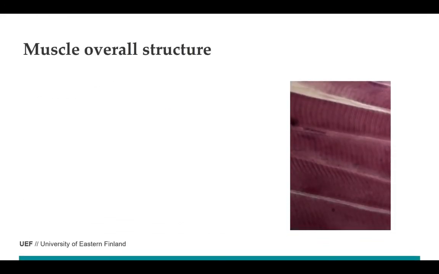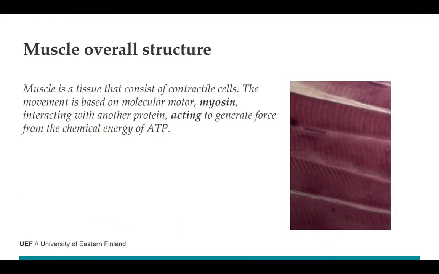The muscle overall structure is something that you all know. We have muscle tissue that is consisting of these contractile cells, and the movement is based on two proteins, a molecular motor myosin, and that is interacting with another protein actin. And they are producing mechanical force from the chemical energy of ATP. And so far we have learned that when turning this ATP to mechanical force, you are losing a lot of energy as heat.